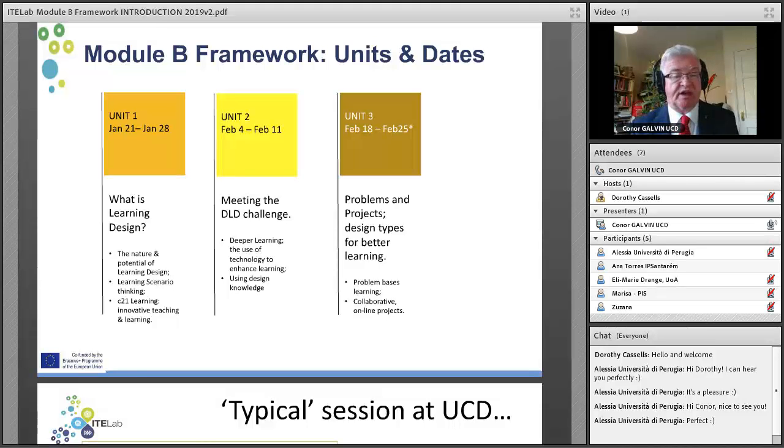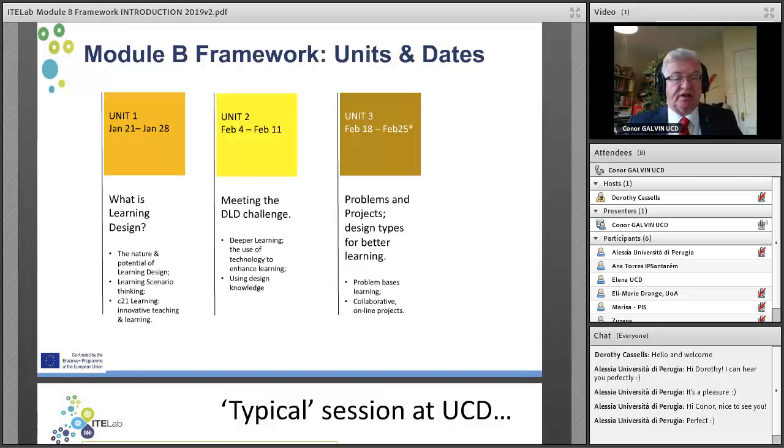And then finally, within that block, we'll have a look at the concept of 21st century learning and teaching, and how that impacts and changes slightly how we understand it when we think in terms of learning design, as opposed to the more traditional approaches that we've taken to some of these things.